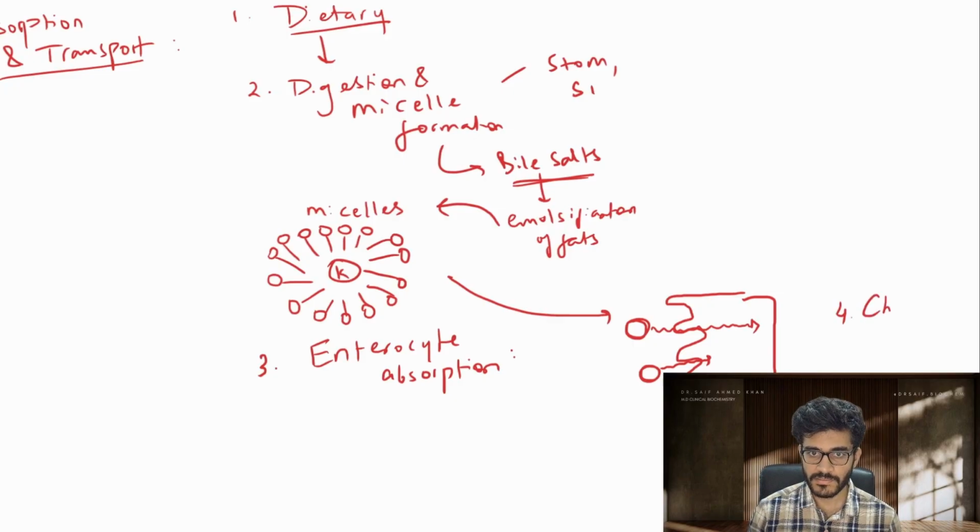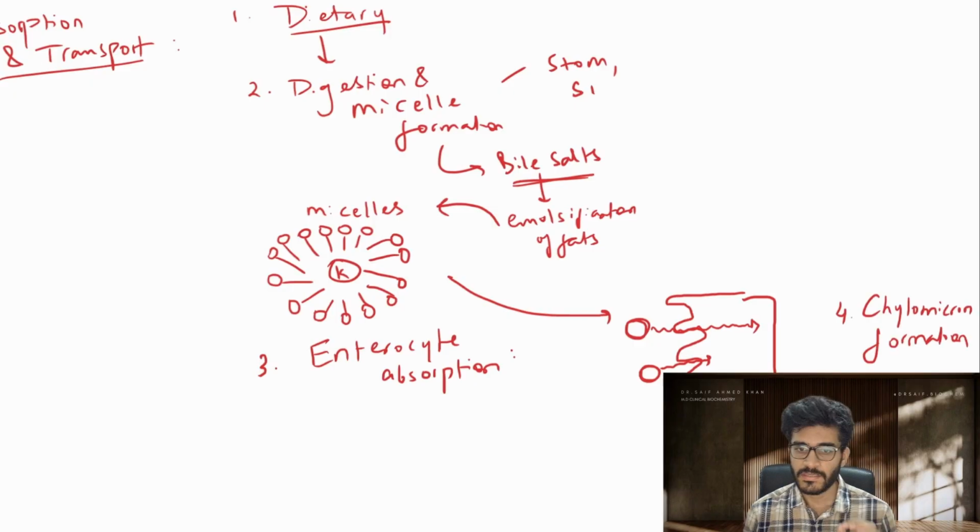Once the enterocyte absorption has happened, the fourth step begins. The fourth step is chylomicron formation. Inside the enterocytes, our vitamin K is now packaged along with other dietary lipids into larger lipoprotein particles called chylomicrons. These are like the long distance buses of the lipid world.